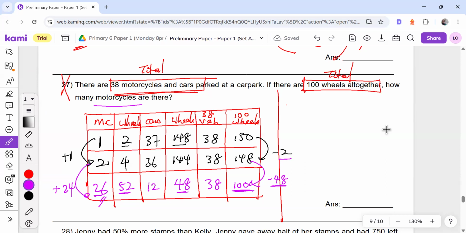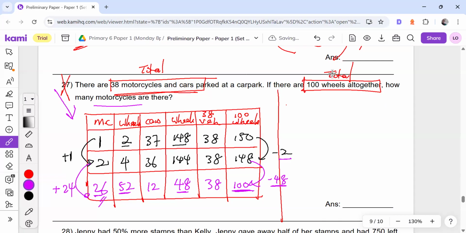Do you understand this method? Three rows get the answer. Miss Ong can't talk about this method for too long. So if you don't understand, watch the video again. This is a good replacement for the assumption method if you don't know how to do it. Okay? All right, what is the assumption method?